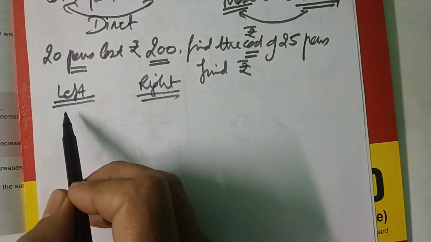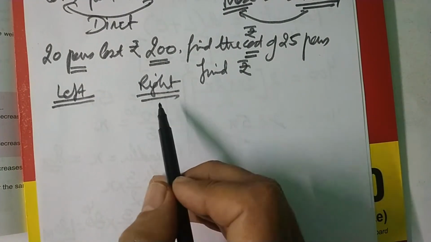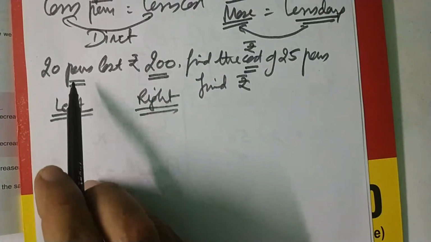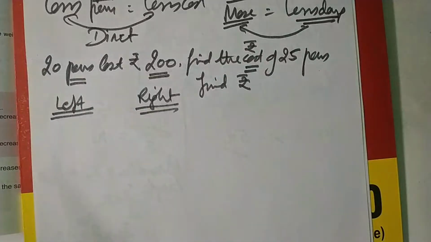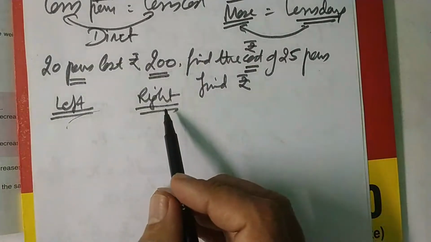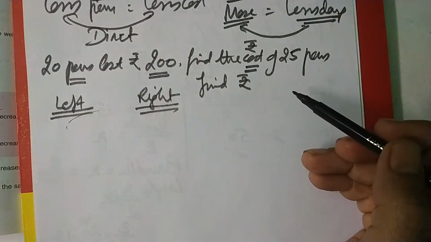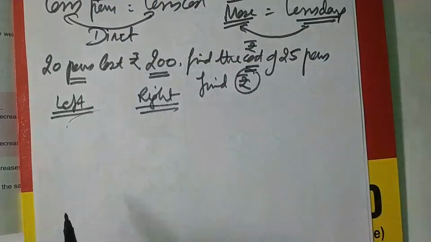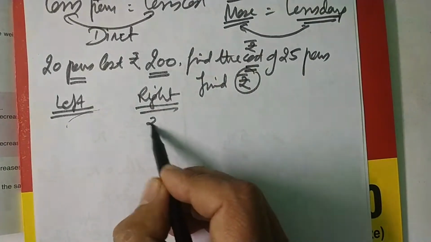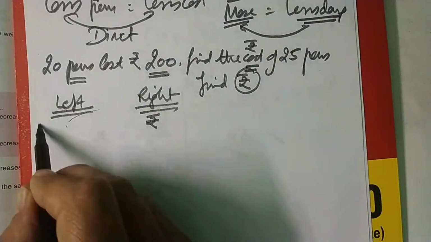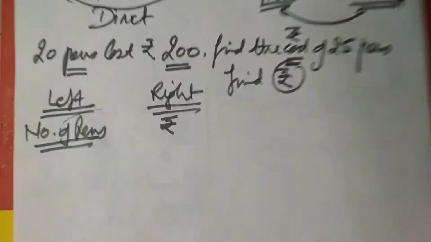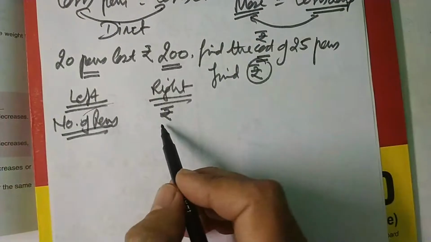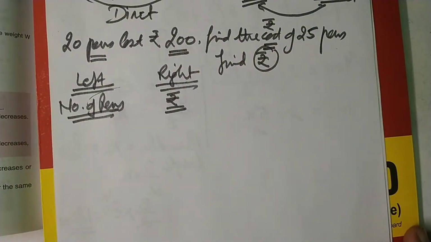Now we have seen two things, one is pen and one is rupees. So I have to write the pen here and then read the sentence. What I will keep on the right side is whatever you have to find. In this question they have asked rupees, so I will keep rupees on the right side and here I will write number of pens. So on the left side you will keep the quantity which is given in the question, and on the right side you will keep the quantity which is to be found.